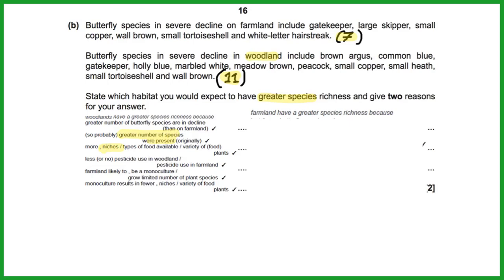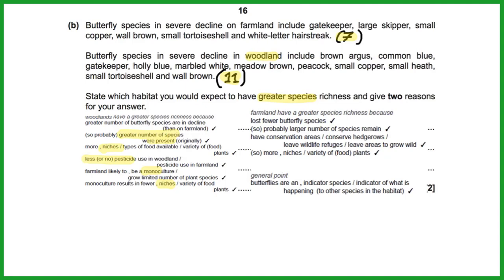Or there might be less use of pesticides. Or farmland is likely to be a monoculture with a limited number of plant species. You're only growing one crop like wheat or barley or oats. And therefore, you've got fewer plant species, therefore there are fewer niches and a lower variety of food plants, so you have less butterflies.